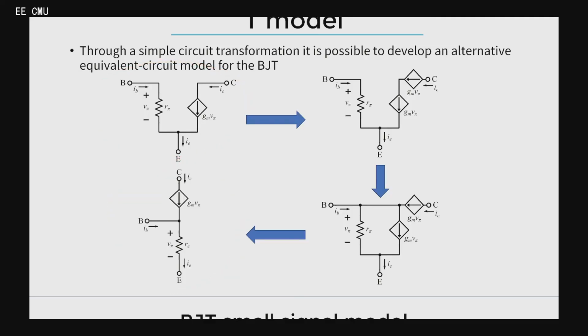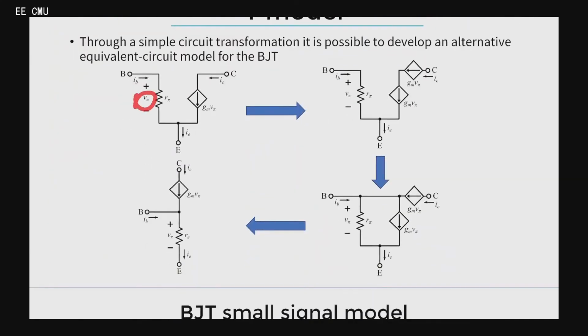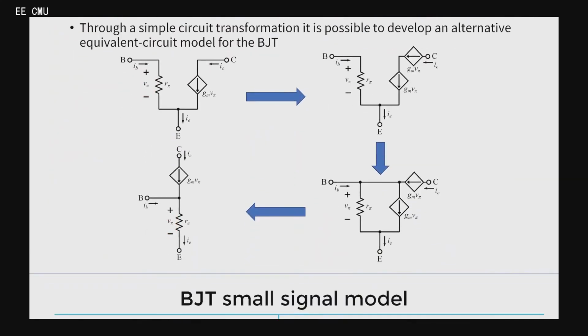In the T model, the base is not connected to a resistor, it's the emitter that is connected to the resistor, which is RE here. The voltage drop across this point is VPI. We will change this from VBE, right? We'll rename it to VPI, and this is also VPI here. And what is the value of VPI? It's RE multiplied by IE, which equals RPI multiplied by IB. And the dependent current source is GM VPI.